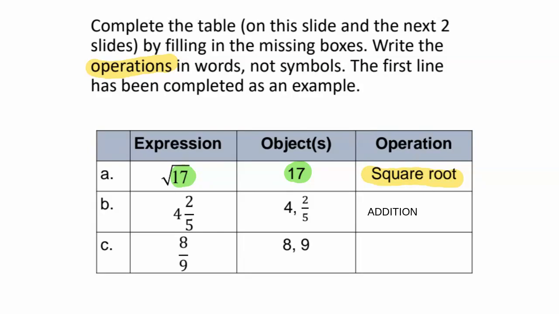Now, C, you're going to notice we have a fraction. Now, in the object, which are the numbers, the numerator is 8, the denominator is 9, but we're looking at what does this symbol between the 8 and the 9 mean? That is your operation or operator. This is division. Okay?